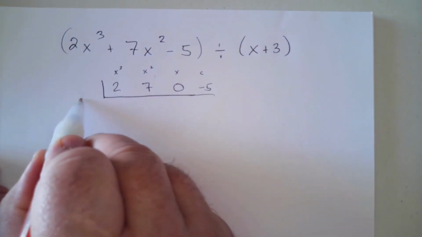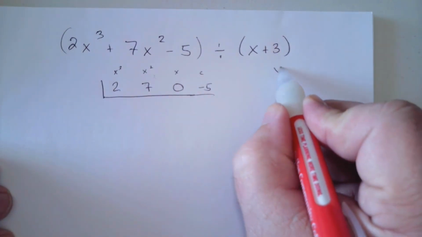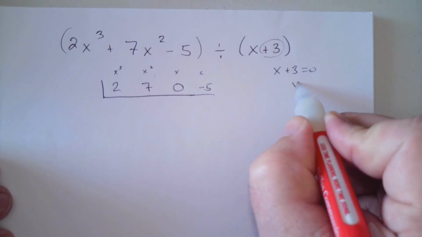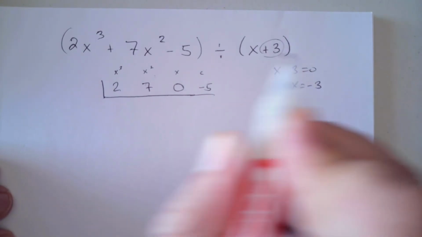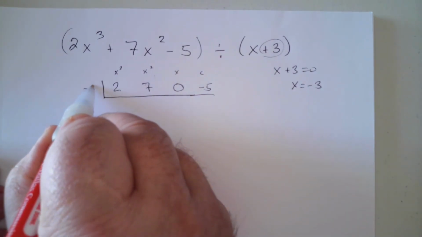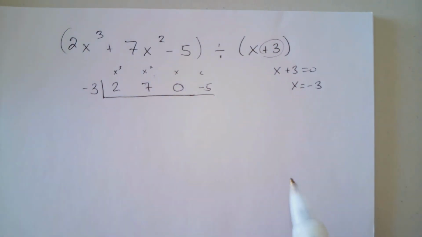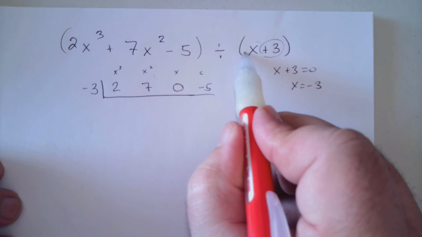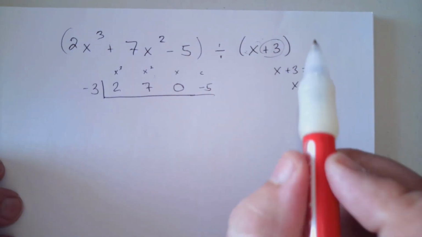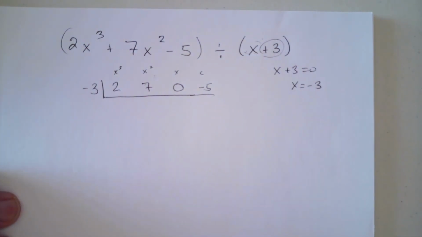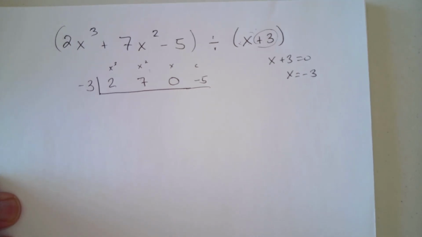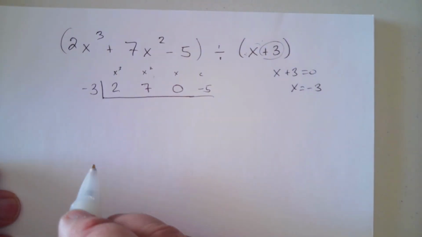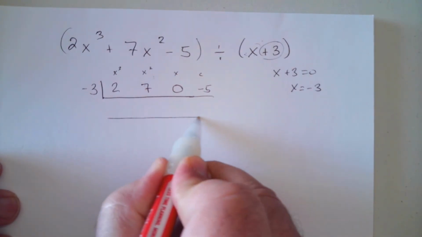Now, what goes over here is always the opposite, but it's the 0. Remember, synthetic division, you cannot have a coefficient in front of the x or an exponent. It has to be x plus or minus some value. Now we do synthetic division.